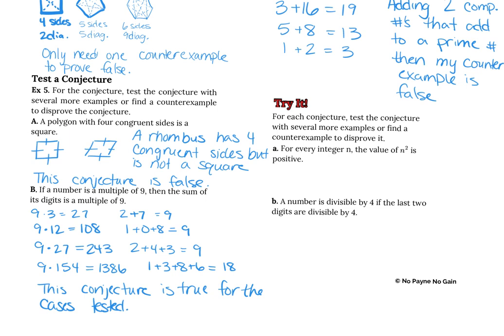Let's look at our try it. All right, we want to see if we can disprove these. All right, for every integer n, the value n squared is positive. Okay, well, what if n is 0? 0 squared is just 0. 0 is neither positive or negative, so this would be proved false.